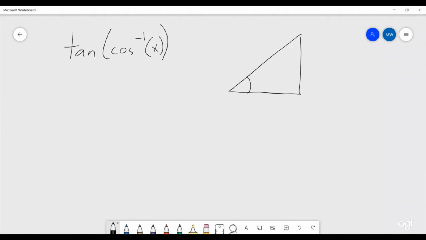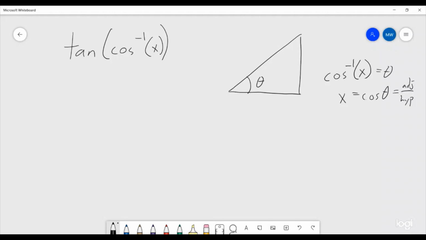Alright, so let's go through and figure out how we might be able to use these inverse functions in certain problems. So let's say we are looking at tangent of inverse cosine of x. Well, inverse cosine takes a ratio and gives us out an angle. So let's say that this is our angle theta, so the inverse cosine of x is equal to theta. That tells us that x is equal to cosine of theta. Well, cosine is adjacent over hypotenuse, so that tells us that adjacent over hypotenuse is equal to x.